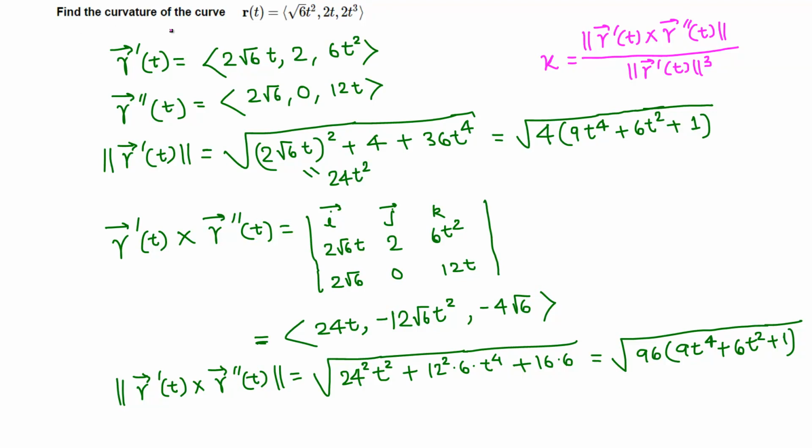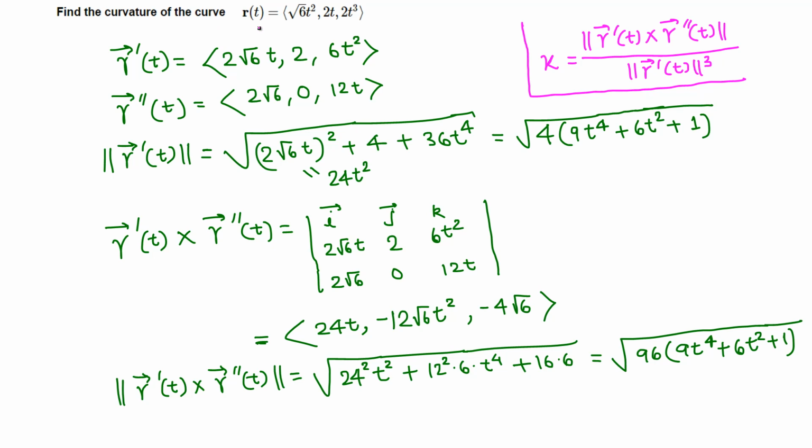Find the curvature of the curve, and the point is not specified, so at any point t. Here is the curve, and we know the formula to find the curvature. Just find the first derivative, and again the second derivative, find the cross product, and take the magnitude that goes on the top. On the bottom, the magnitude of r prime cubed.